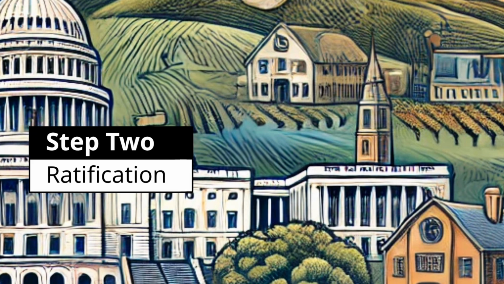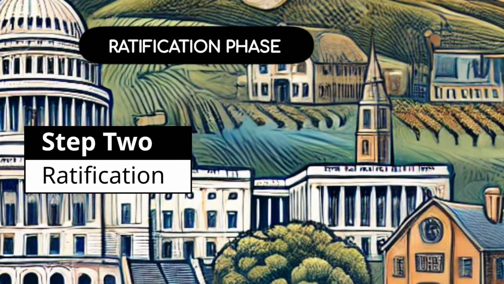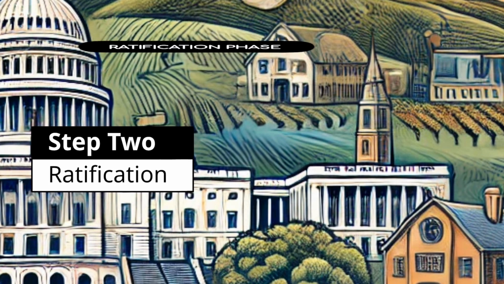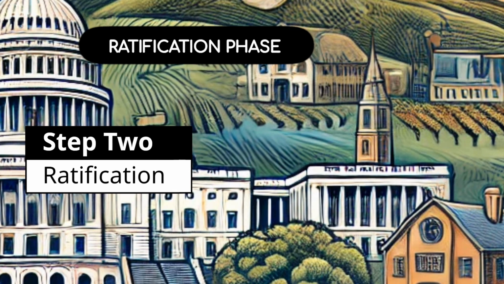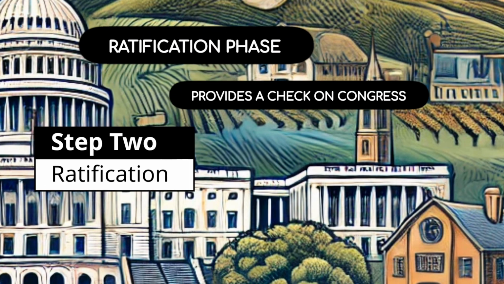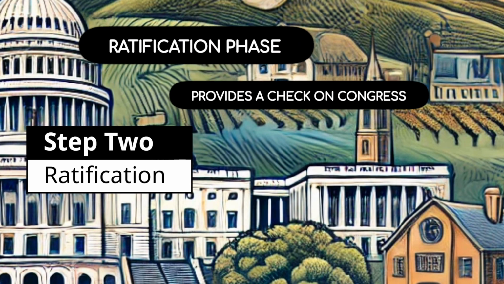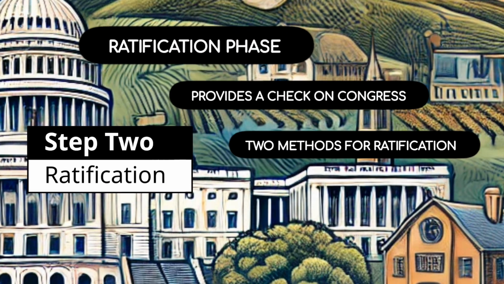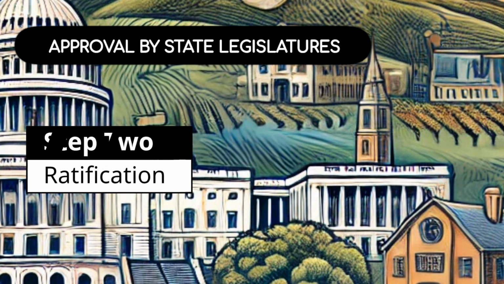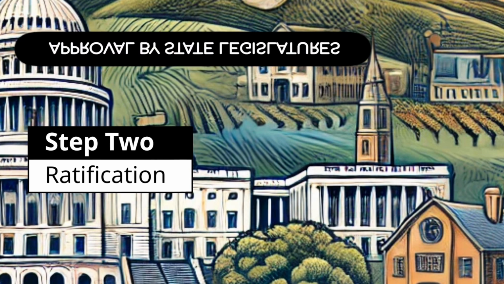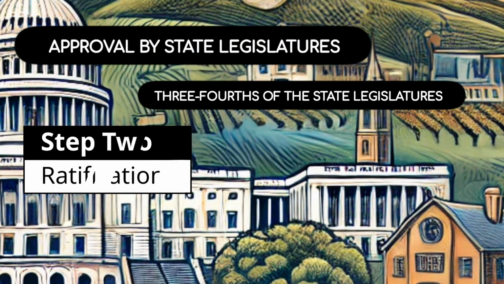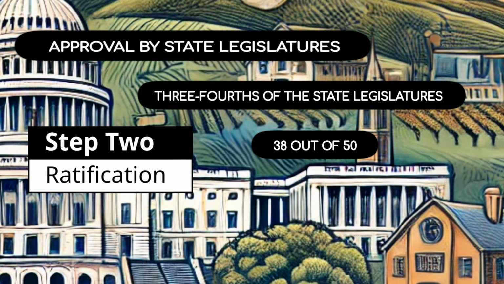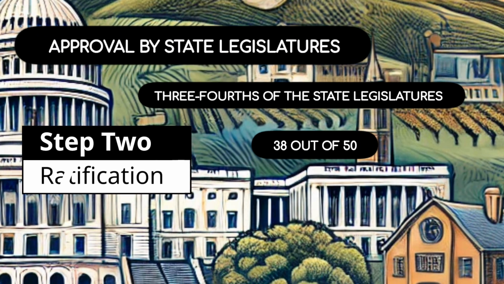Step 2. Ratification. Once an amendment is successfully proposed, it moves to the ratification phase. Ratification ensures that the states, representing the people, have a say in the amendment process. There are two methods for ratification. Approval by state legislatures. 3/4 of the state legislatures, currently 38 out of 50, must approve the proposed amendment.